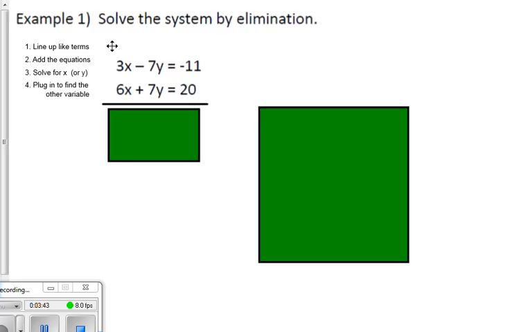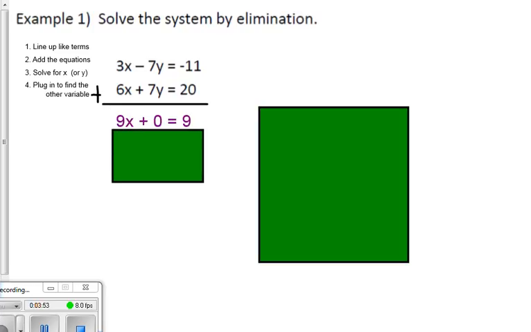Now that we have everything lined up, we just simply add the equations together. So we'll just put a plus sign there and see what comes out. If we add 3x and 6x, that's going to become 9x. If we add negative 7y, have to call it negative because it has that minus sign, negative 7y and positive 7y, that's going to be 0y, or just 0. And if we look at our constants again, negative 11 and positive 20, we add those together, we get 9. So that's where this new equation came from, right here.